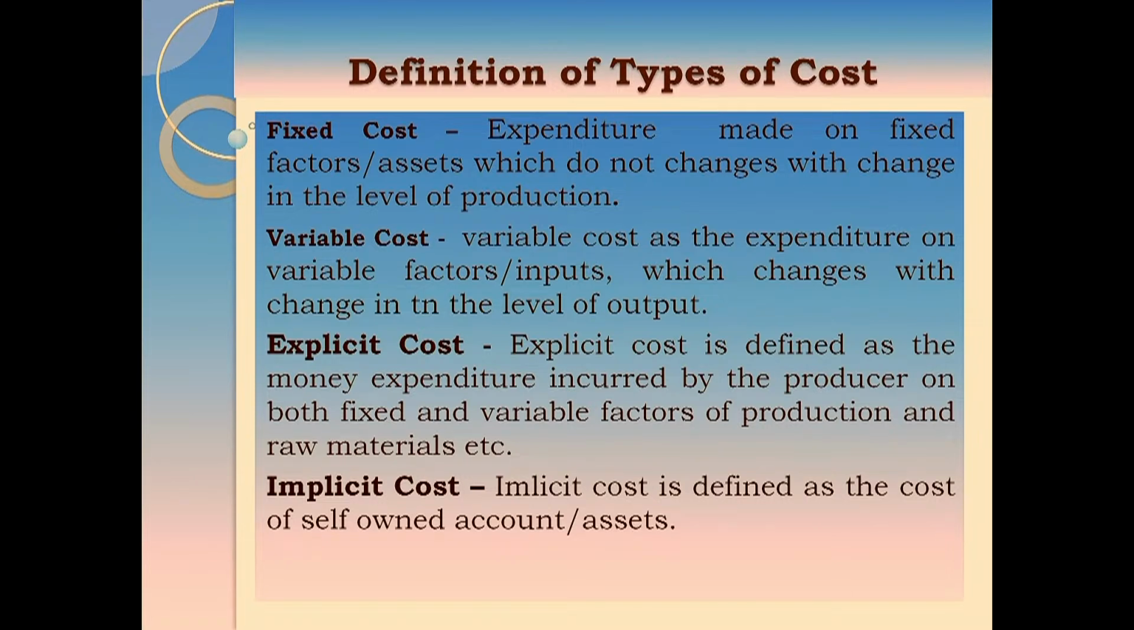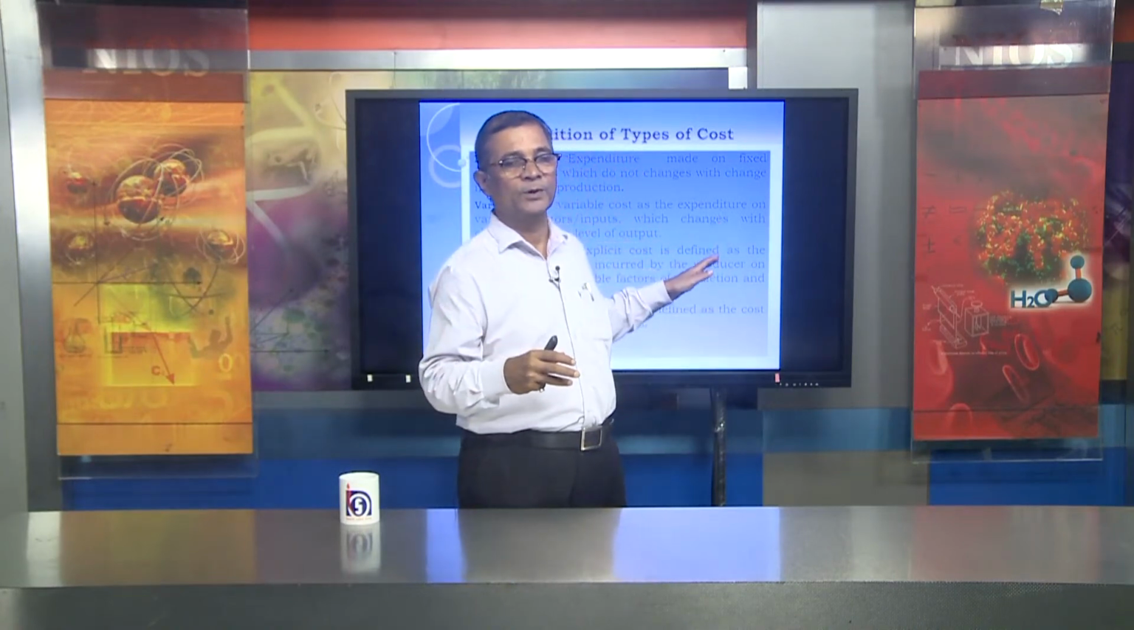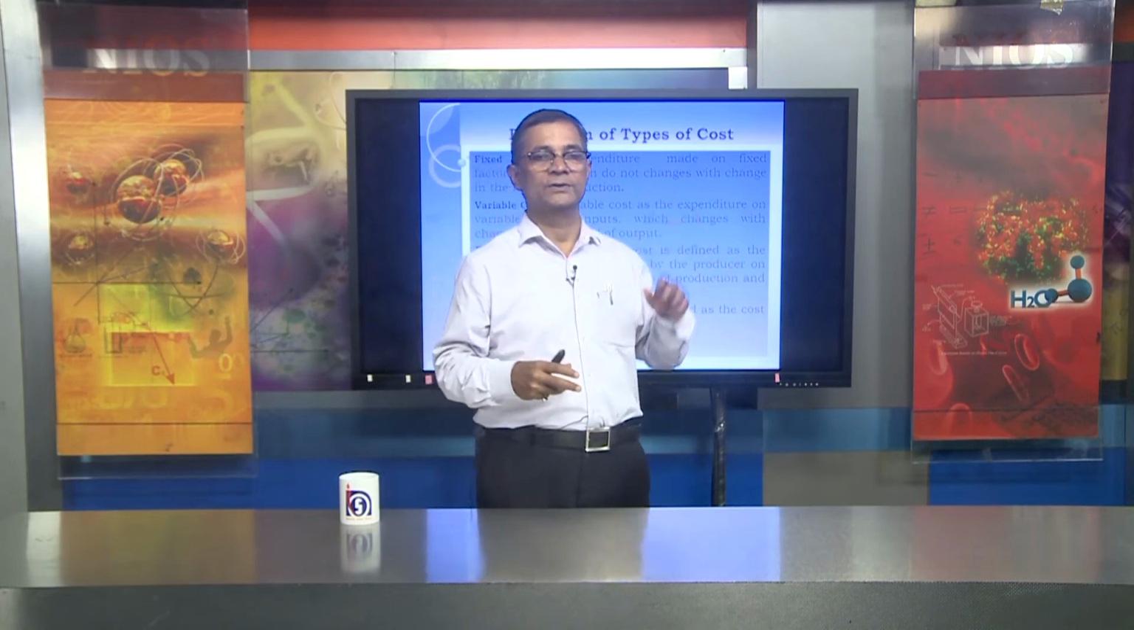Clear? And implicit cost. This is defined as the cost of self-owned account assets. जब कोई इंडिविजुअल अपने अकाउंट से ये सारी एक्सपेंडिचर करता है, अपने एसेट्स का यूज करता है प्रोडक्शन प्रोसेस में, इन दैट सिचुएशन सच टाइप ऑफ कॉस्ट इज नोन एज इम्प्लिसिट कॉस्ट. आई थिंक ऑल दिस टाइप्स आर वेरी मच क्लियर टू यू. लेट अस मूव फर्दर.